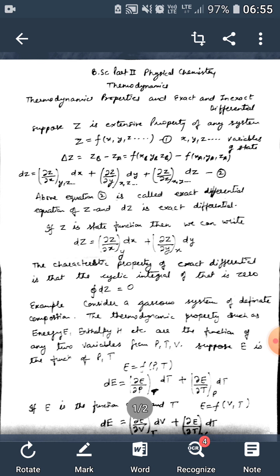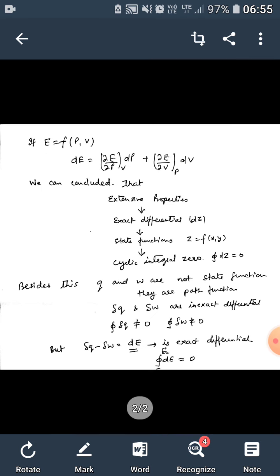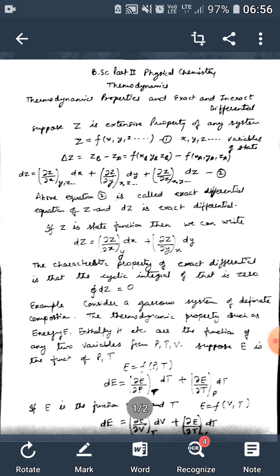pressure into dT. Similarly, if E is a function of pressure and volume, then we can write dE is equal to del E upon del P into dP plus del E upon del V into dV. Similarly, if E is a function of V and T, then we can write dE is equal to del E upon del V into dV plus del E upon del T into dT.